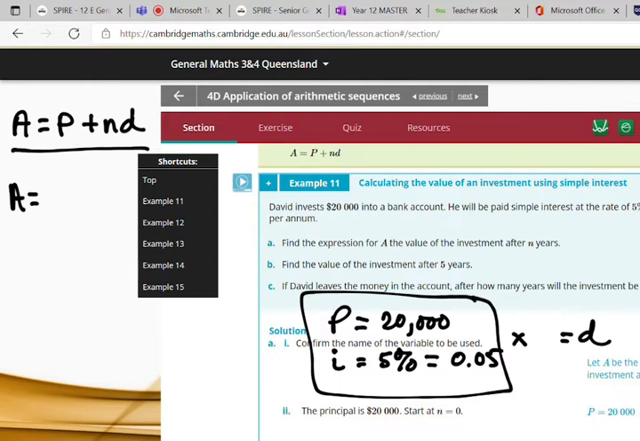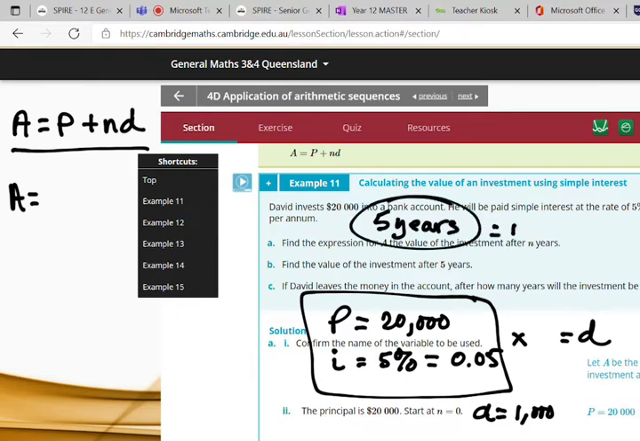Okay? So, somebody want to multiply 20,000 times 0.05 for me, please, and tell me what my D is going to be? 1,000? Yeah. There we go. So it's as simple as that. And now we have all the information we need to find the amount that he's deposited after any number of years. So let's just say we want to know how much he has after 5 years.